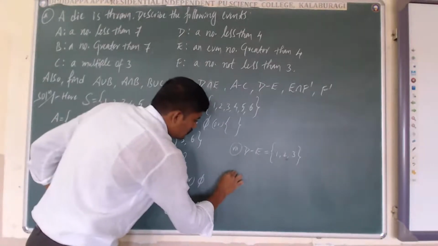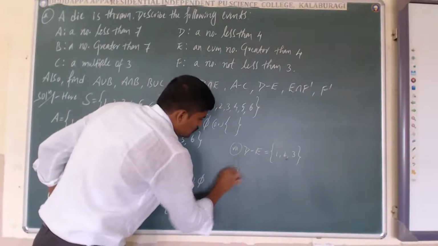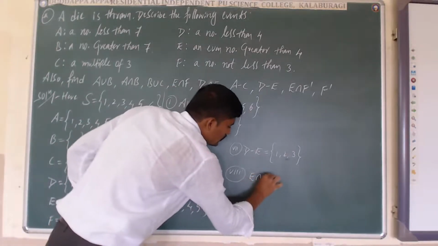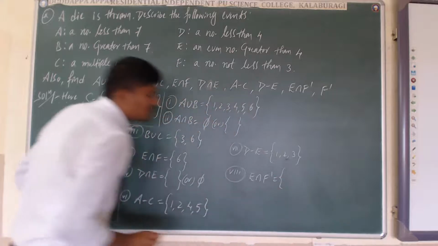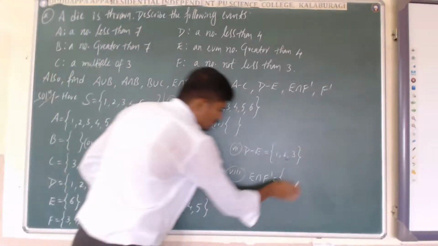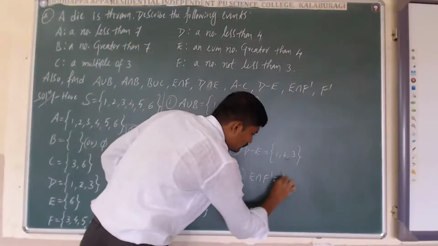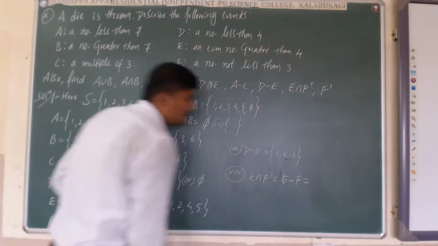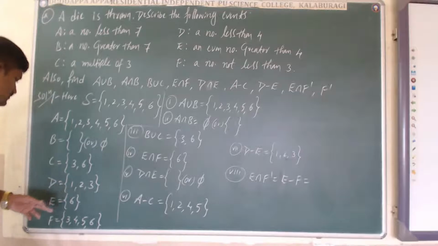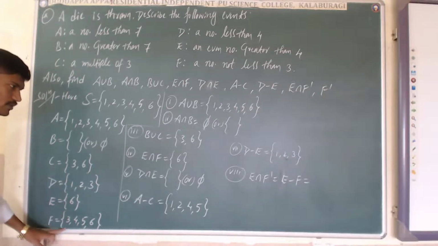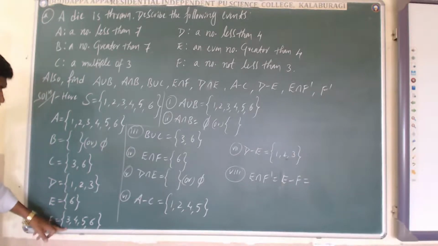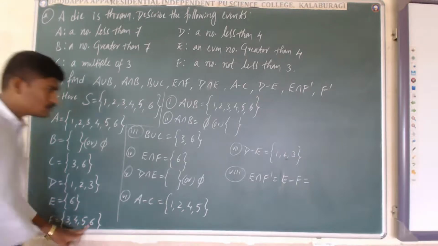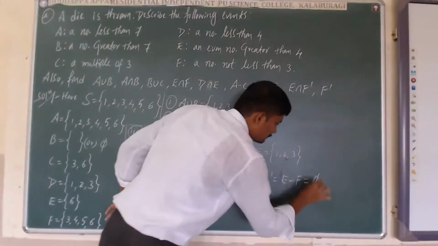Next, the eighth one, E intersection F dash. E intersection F dash is nothing but E minus F. We can write E minus F also. So here, what is the result? Here 6 is there. There is no common element, so finally you get the empty set.